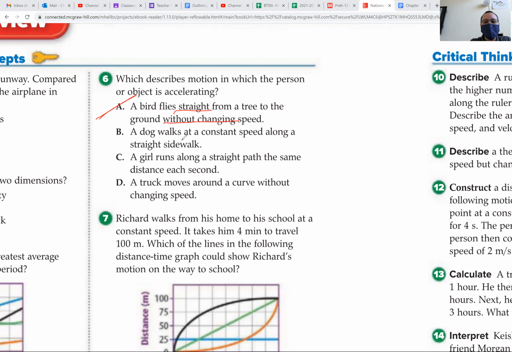A dog walks at a constant speed along a straight sidewalk. Again, straight and constant speed, no acceleration. A girl on a straight path, the same distance each second. Straight and constant velocity, no good. Now a truck around a curve without changing speed, but it's curving. That means we have centripetal acceleration. So we have centripetal acceleration for D, that is acceleration. Any questions, guys? Okay, moving on.